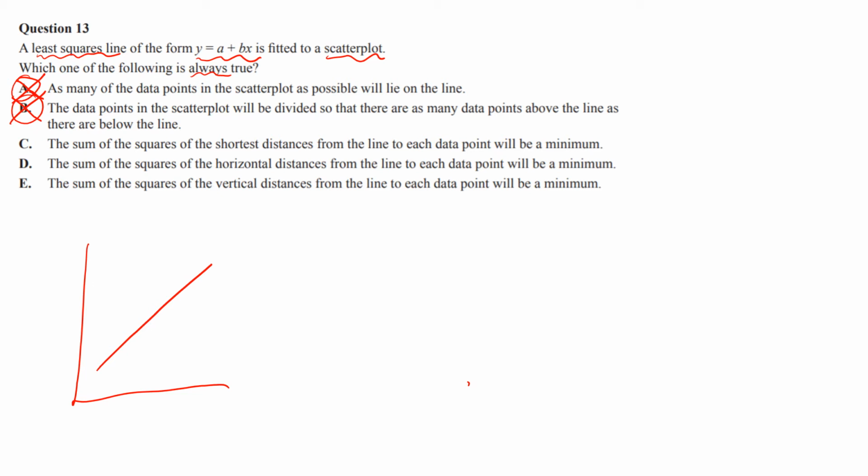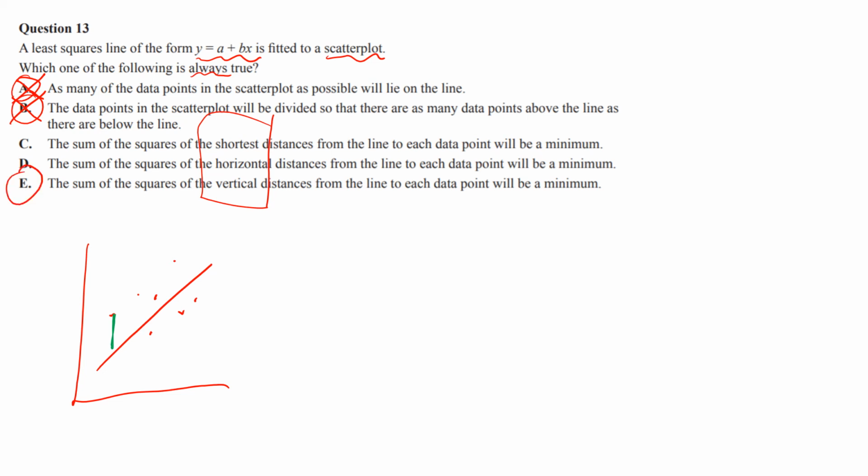C, D, and E. Now you might notice, because it said squares here, and it also says squares here, that was probably a hint that A and B were wrong, but you never know. Now all it's saying is it the shortest distance, the horizontal distance, or the vertical distance? Now you might remember from when you've done residuals that when you're talking about the dots in relation to the line, the residuals are calculated vertically, and that's why the answer is E.